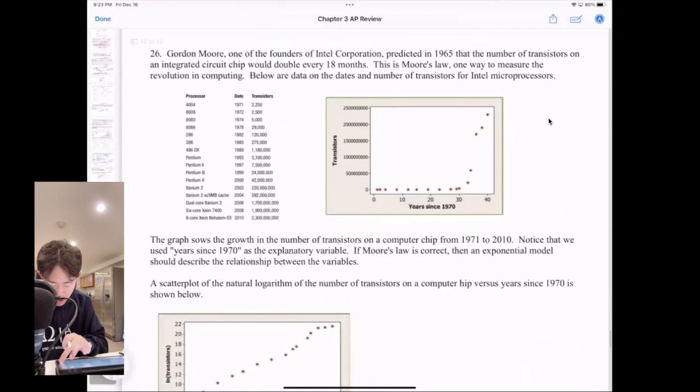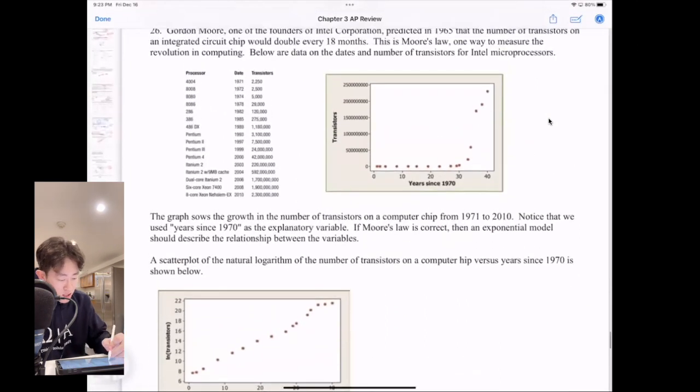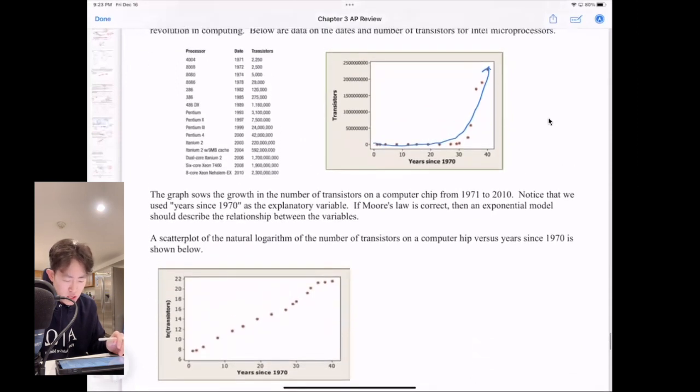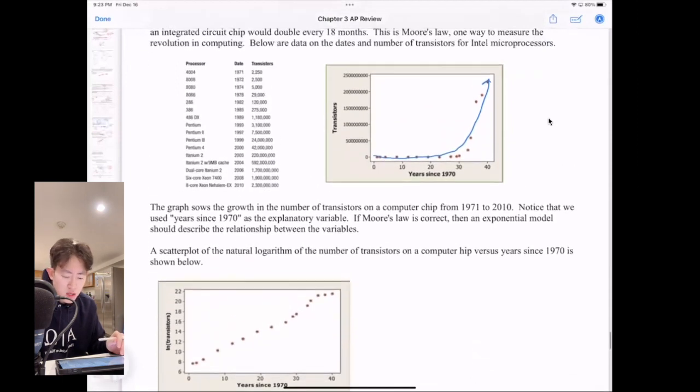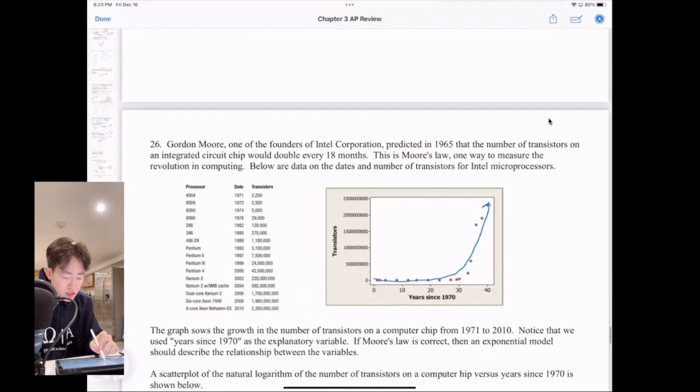Okay, so down to, I believe, our last question for the day, which is a scatter plot that shows clearly an exponential pattern. This is Moore's law for the transistors, doubling every 1.5 years, I believe. Yeah, 18 months. All right.